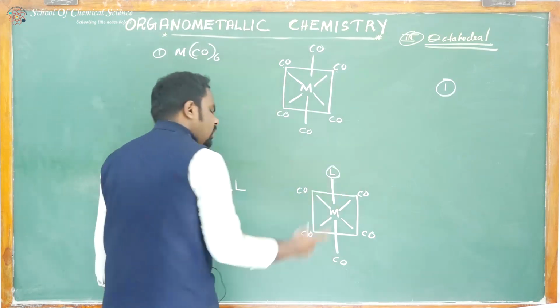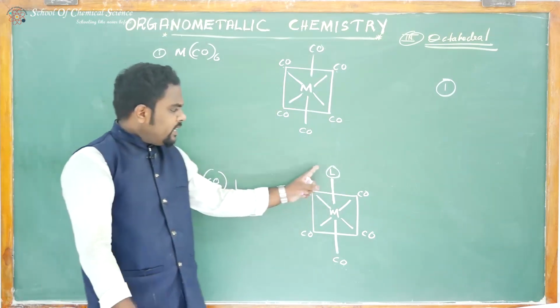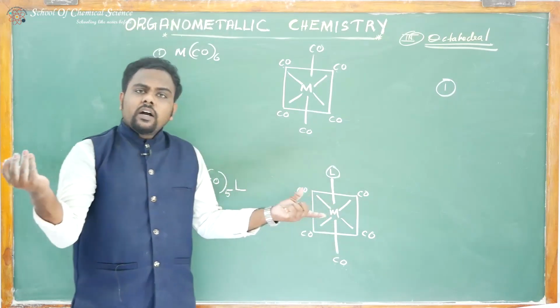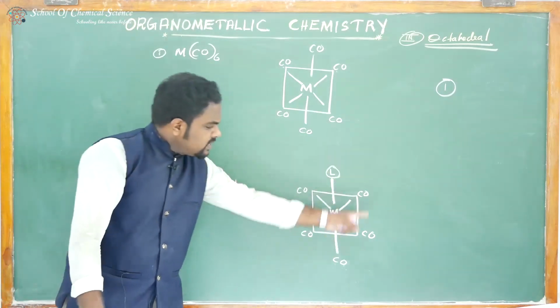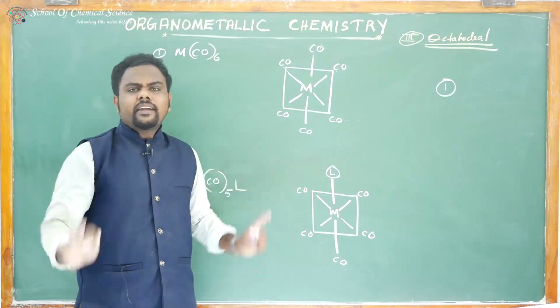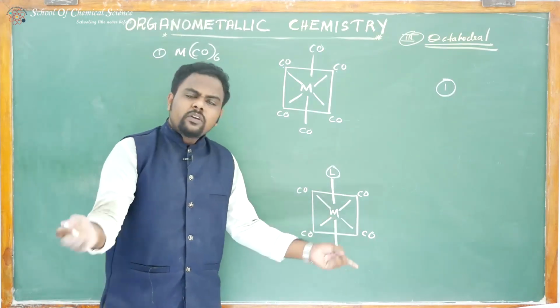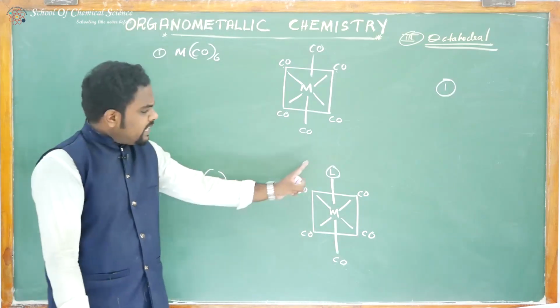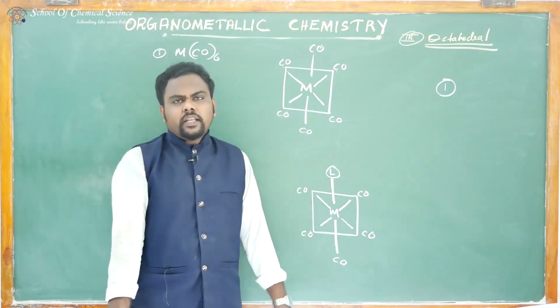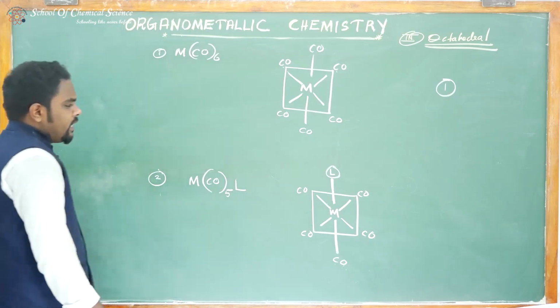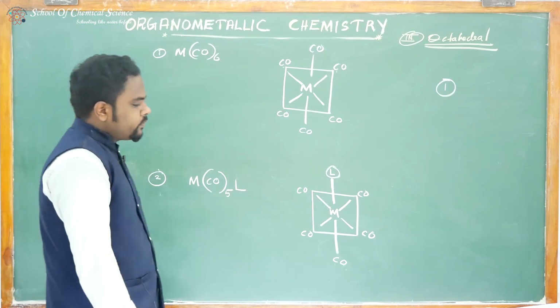Only one possibility. The CO in axial or equatorial positions are identical, because all 6 positions are equivalent. In octahedral, due to high symmetry, axial as well as equatorial positions are identical. So this L may be in axial or equatorial, both are equivalent. So how many signals are there?